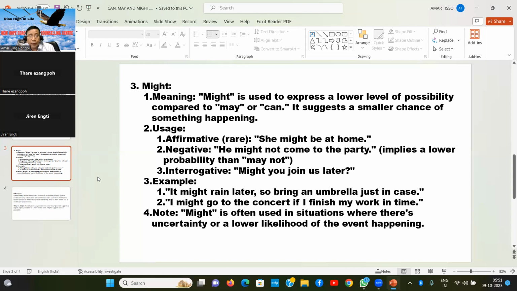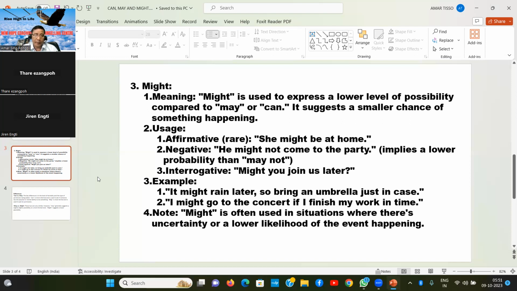So this is an important note. Might is often used in situations where there's uncertainty. So might is often used in situations where there's uncertainty or a lower likelihood of the event happening.